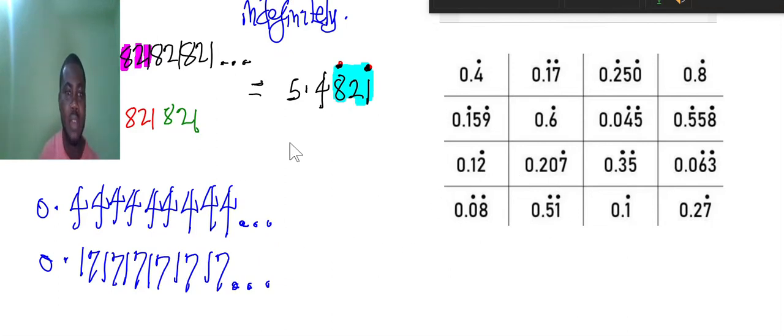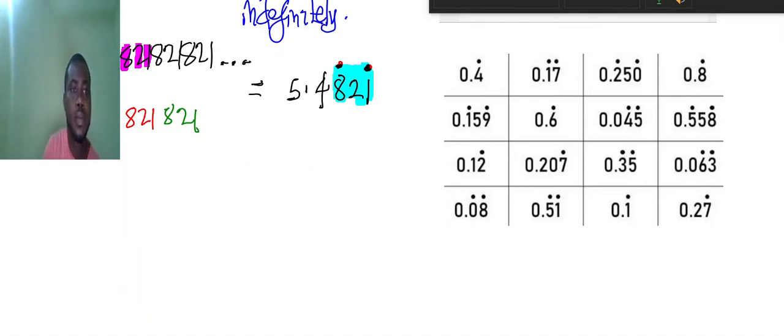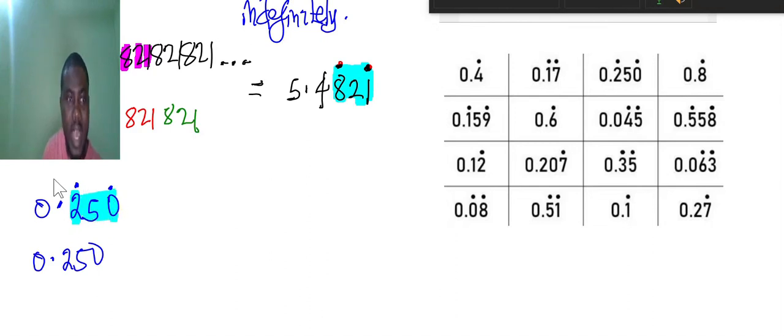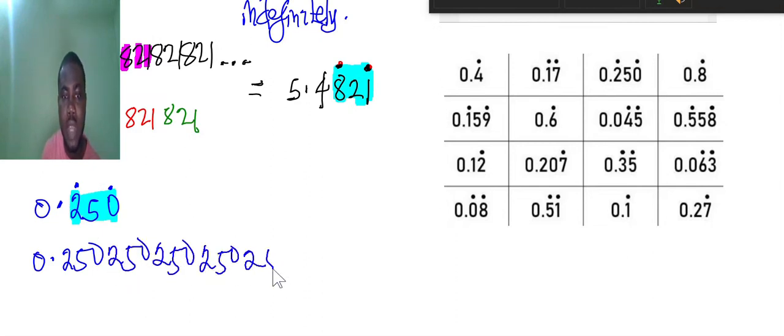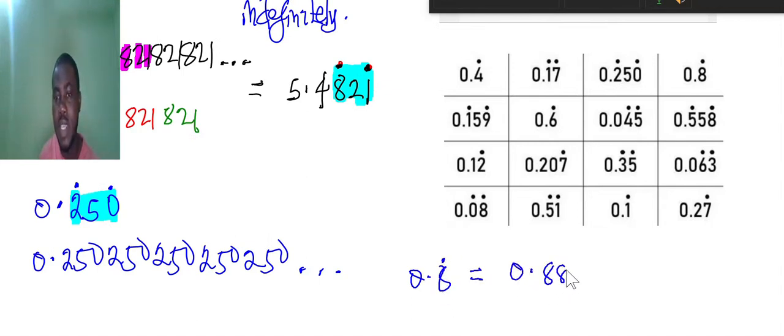Now let's show the next one. 0.250, where the dot is placed on 2 and on 0. That means the recurrence starts at 2 and ends at 0, including 5. So 0.250, another 250, 250, 250, like that. It has no end. Next, 0.8 with the dot placed on 8 simply means 0.88888888, like that.